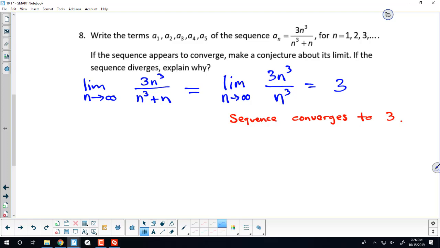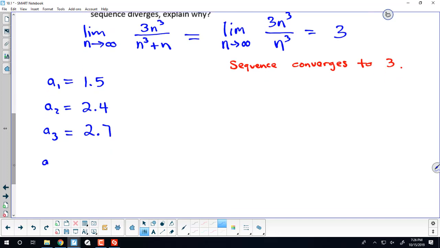So I think we're all capable of computing these terms. I'm just going to write them out in numeric form. So a sub 1 is 3 over 2, which is 1.5. A sub 2 is 24 over 10, 2.4. I'll just list them out like this. I think a sub 3 is 2.7. A sub 4 is 2.82. And a sub 5 is 2.88.